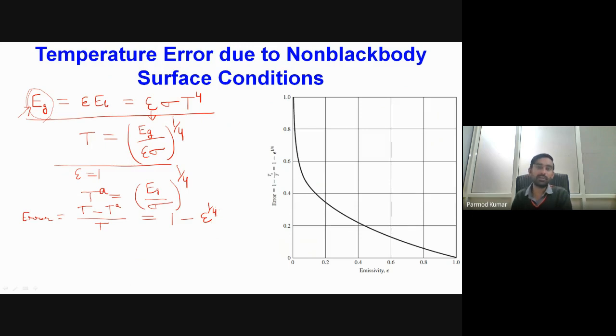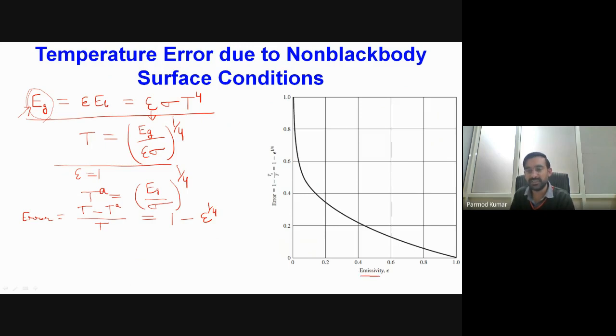So it clearly shows that for surfaces with a very low value of emissivity, we will have a very high value of error. As our value of emissivity increases, the error in the measurement of temperature decreases, and corresponding to epsilon equal to 1, we will have zero error in the measurement of temperature. That trend is shown in this graph.